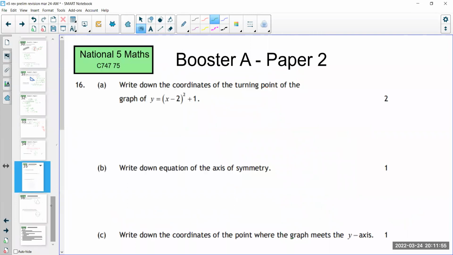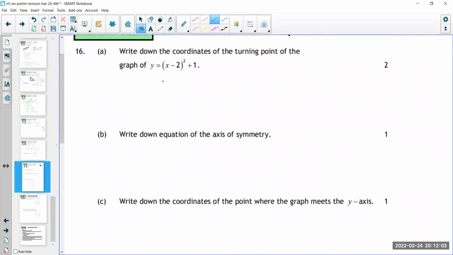All right. Last 2 questions. Write down the coordinates of the turning point. So turning points happen, remember, when this is equal to 0. So at x equal 2. And when x equal 2, y equal 1. Coordinates 2, 1. You need to make it like that. Okay. So 1 mark for identifying, 1 mark for marking them.